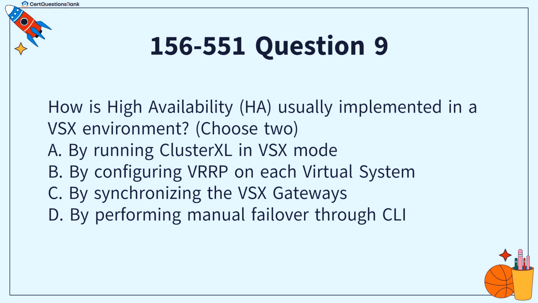How is high availability, HA, usually implemented in a VSX environment? Choose two. A. By running ClusterXL in VSX mode. B. By configuring VRRP on each virtual system. C. By synchronizing the VSX gateways. D. By performing manual failover through CLI.